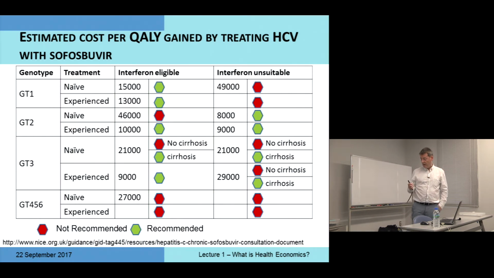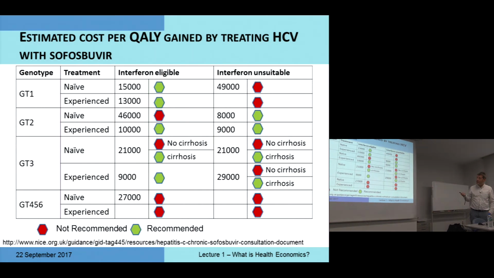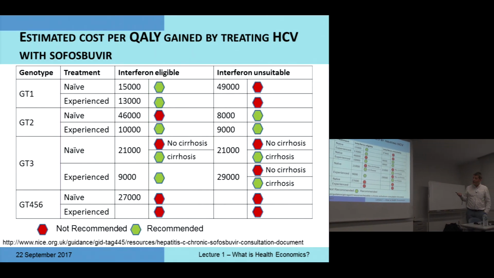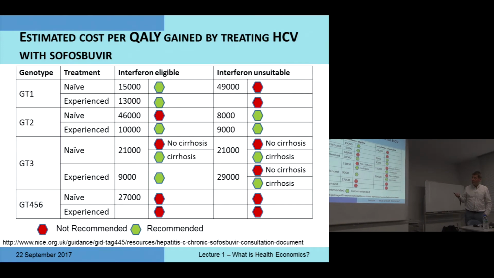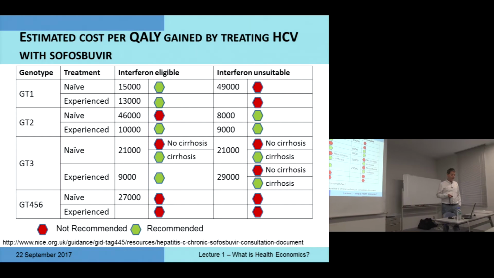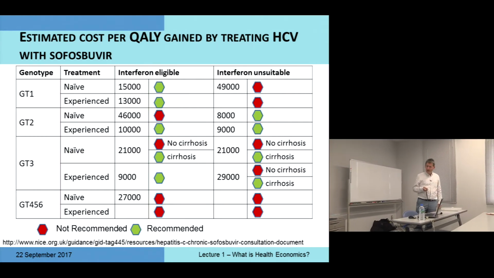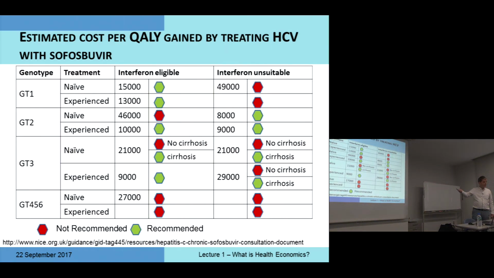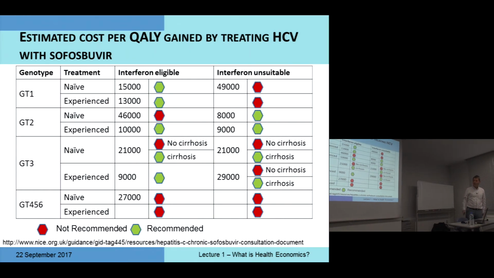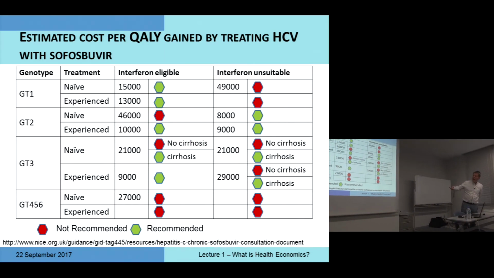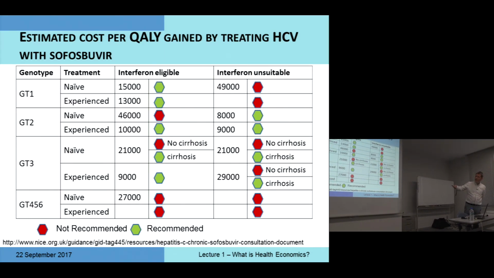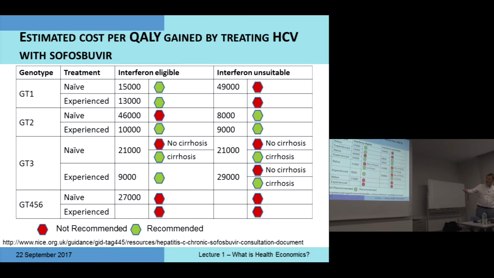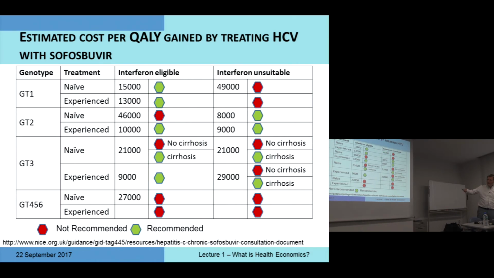On the other hand, if they were unsuitable for interferon, introducing the treatment produced a gain in QALYs, but at £49,000 per QALY. And so a judgment is being made here that 15,000 is a price worth paying, £49,000 per year of healthy life is not a good one to pay for. We didn't have any data on treatment experienced GT1 patients who were interferon unsuitable, but given that that figure was 49,000, we anticipated it would also be quite high, and so also said no to that group.